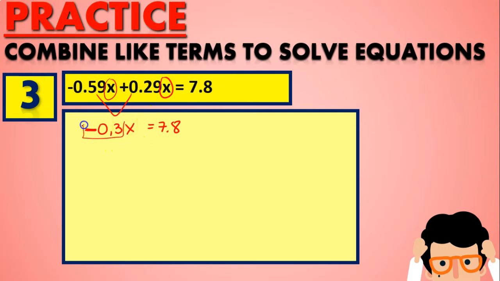So that means that x is equal to 7.8 divided by negative 0.3, because this 0.3 is multiplying the x, it is going to pass dividing. Remember, if one number is multiplying, it passes dividing. And if the number is dividing, it's going to pass multiplying. So whenever we divide 7.8 by negative 0.3, positive divided by negative is going to be negative, and 7.8 divided by 0.3 is going to be 26. So that means the answer is going to be x equal to minus 26.